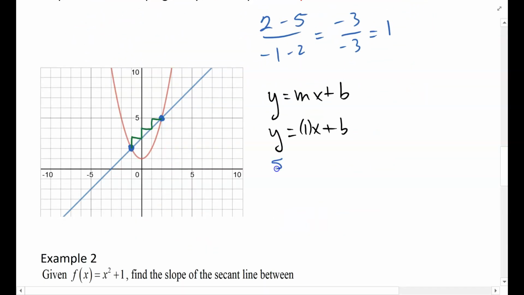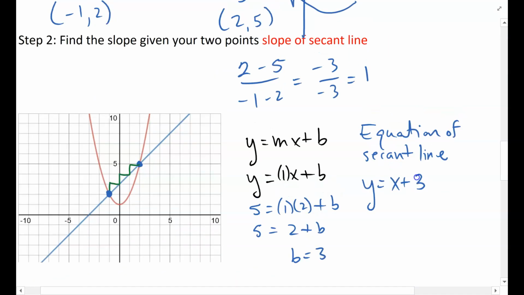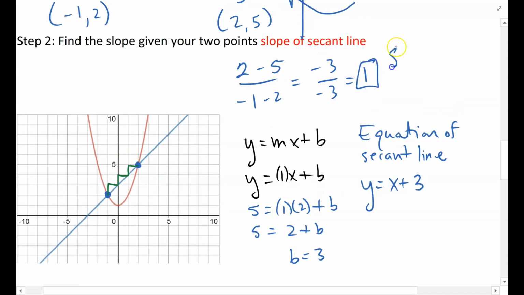And so we could plug in, say, 2, 5. So 5 is the y, 2 is the x, and so that gives us 5 equals 2 plus b, and I think it's clear to say that b is 3. So y equals x plus 3 would be the equation of the secant line, whereas here this is just the slope of the secant line.